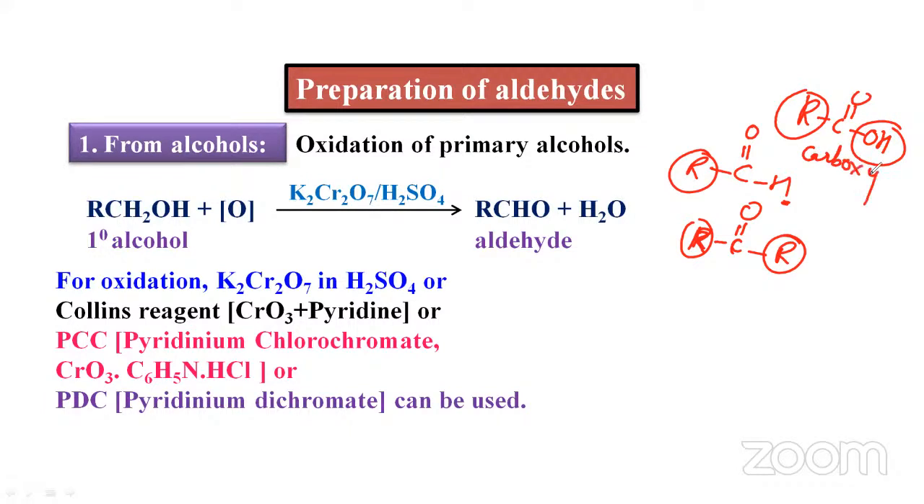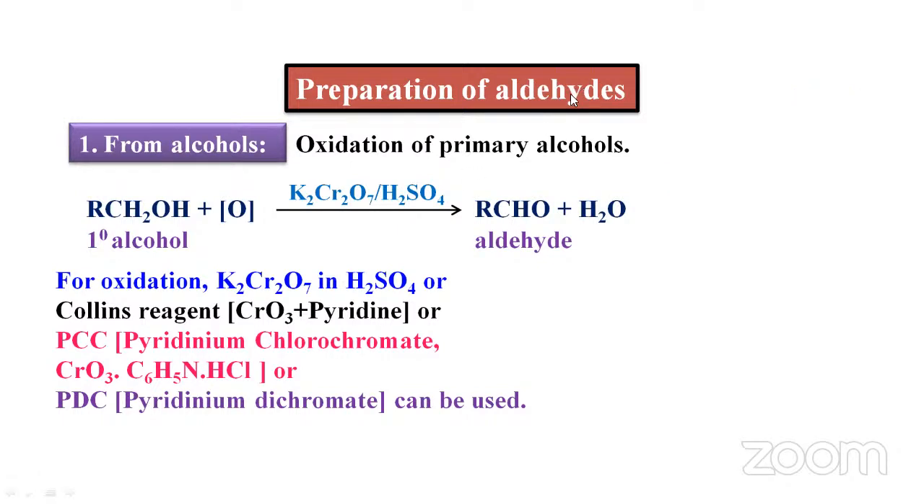So in this chapter we are going to study carbonyl compounds. First we'll start with the aldehydes, and these are some of the preparations of aldehydes. How can we prepare aldehydes? The first is from alcohols, by oxidation.